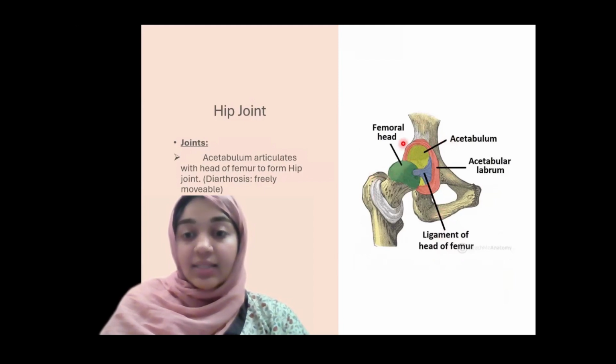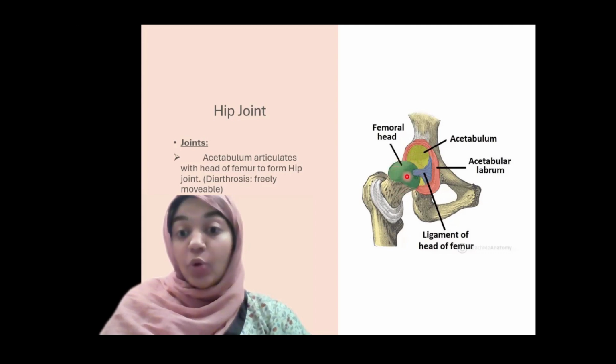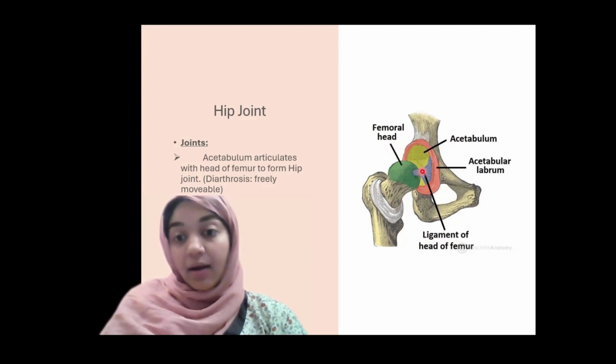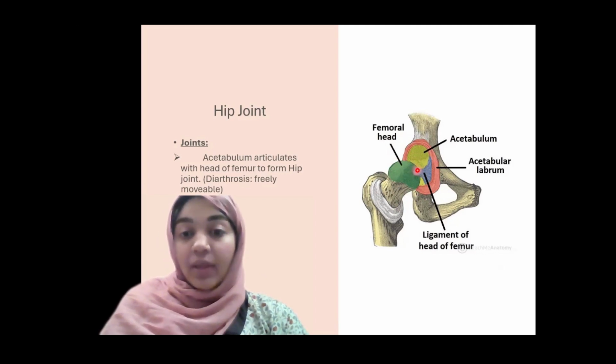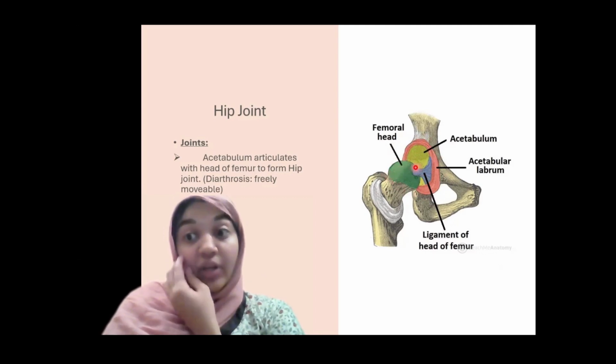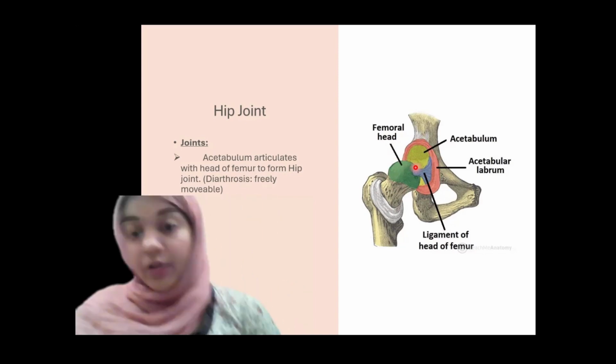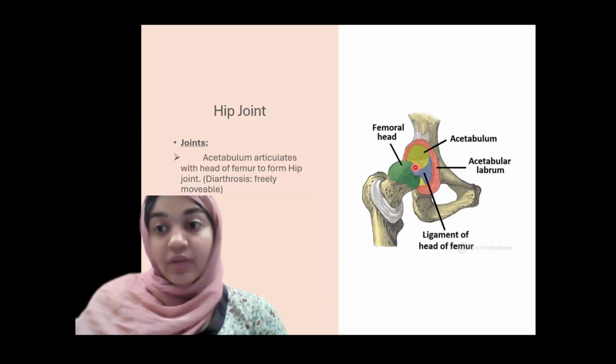Now, as you can see, this is the acetabulum, and the acetabulum articulates with the femoral head, right? And this area where the ligament is entering is the fovea capitis of the femur. You can see that the femoral head is all covered by hyaline cartilage except this area, the fovea capitis, where the ligamentum teres attaches, right? So the acetabulum articulates with the head of femur to form the hip joint. It's a diarthrosis, a freely movable joint, right? You can feel that at your hip joint, you can do a lot of movements in a lot of planes. So it's a very freely movable joint.